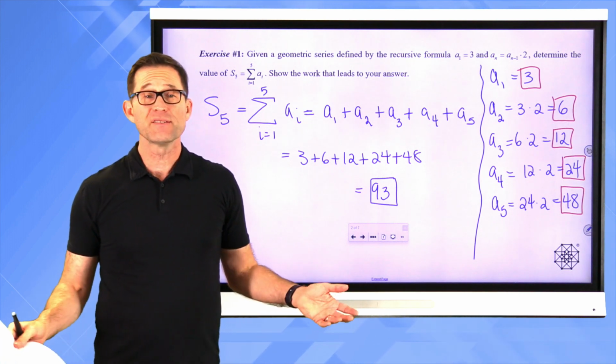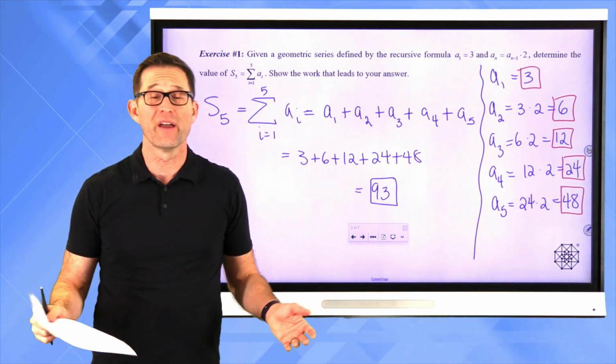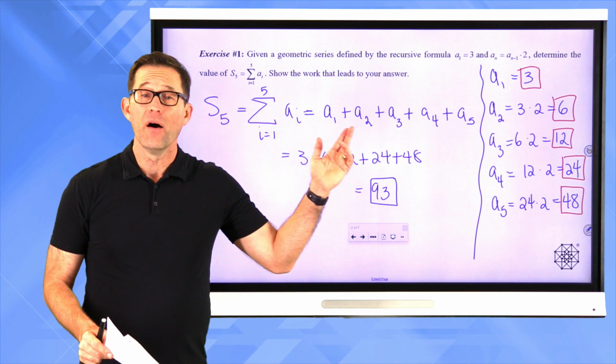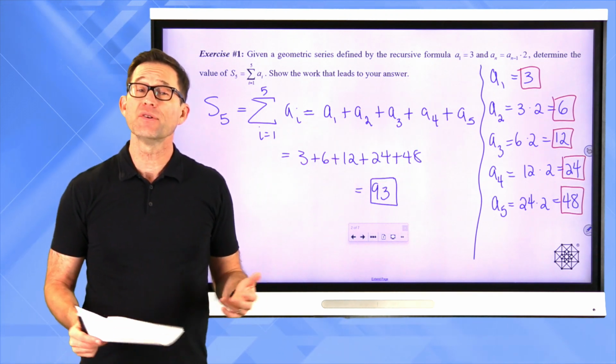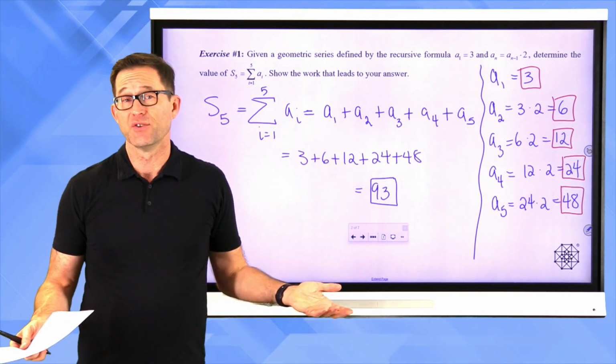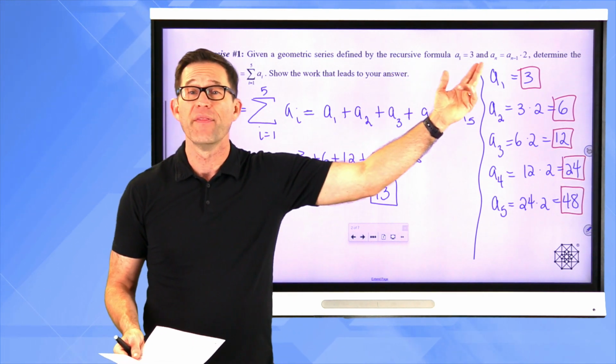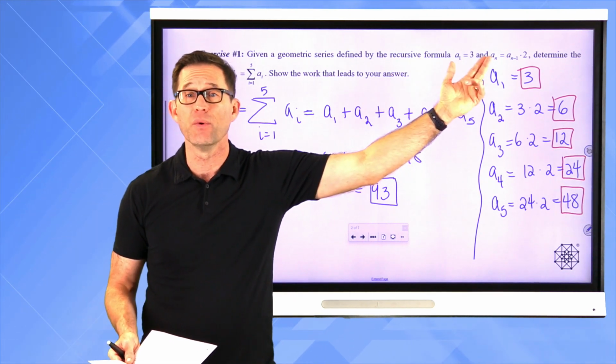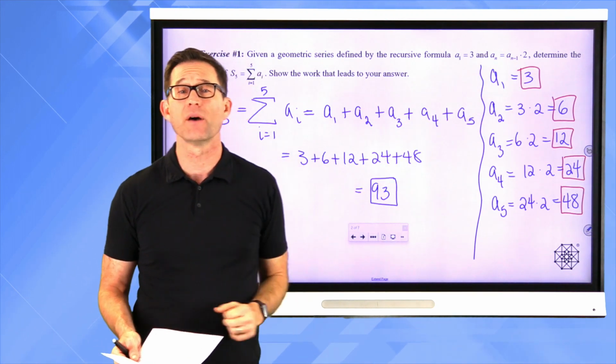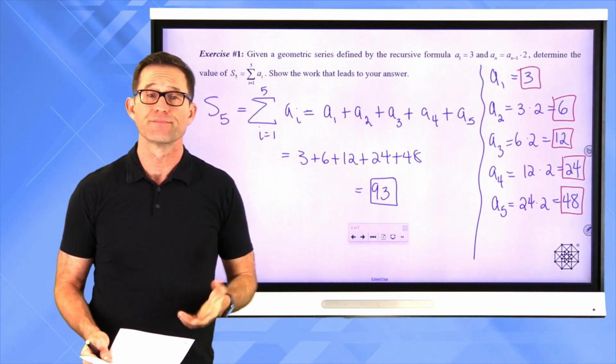All right. And that's all a geometric series is. It is the sum of the terms or elements of a geometric sequence. A geometric sequence, of course, is a sequence that starts with some value, and then every subsequent value is the previous one times some constant multiple.